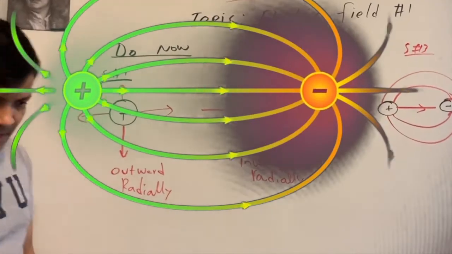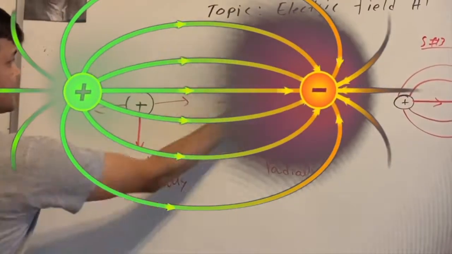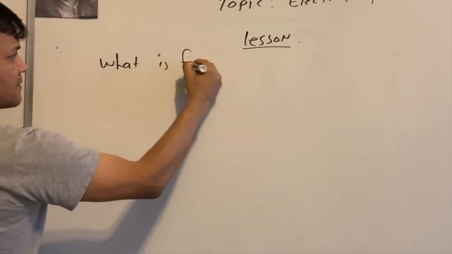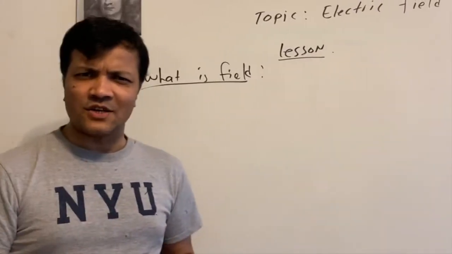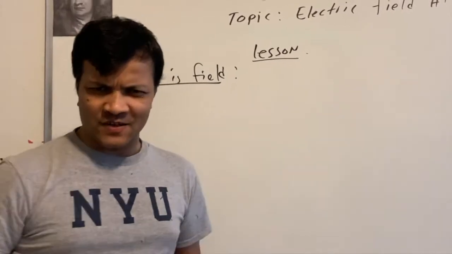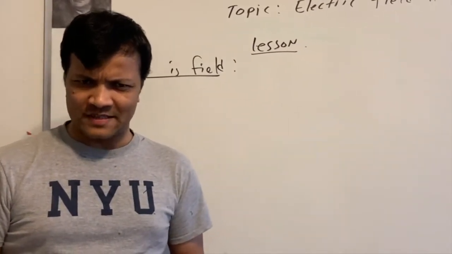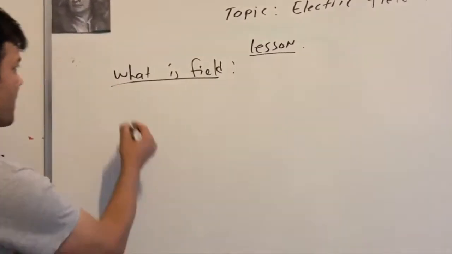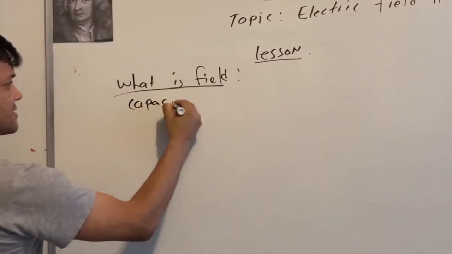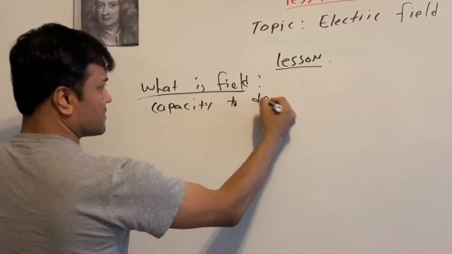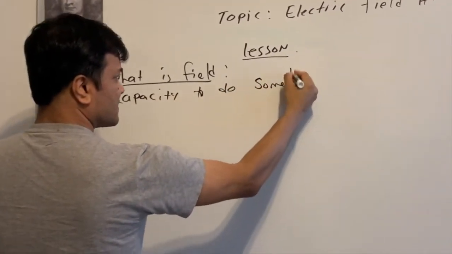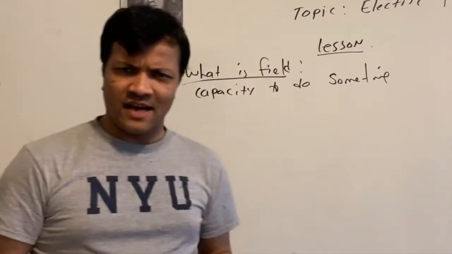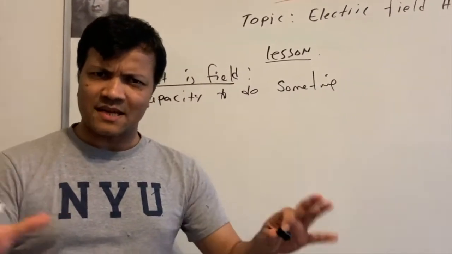Okay. Now let's go do the lesson. So what is a field? We are definitely not talking about cows grazing on a field. We are talking about a different type of field. For us, a field is a capacity to do something. In a field, every single point has a value.